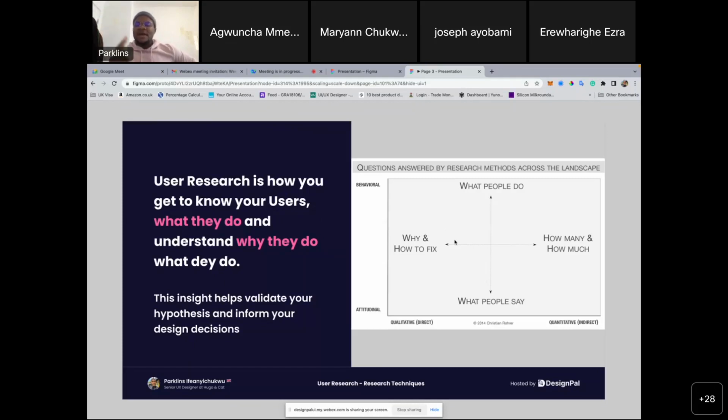You would see that I have a graph split into two primary sections: behavioral and attitudinal, and quantitative and qualitative. So what that means is we have two primary user research types that fall into two major sections. One part of the user research is behavioral and the other part is attitudinal.